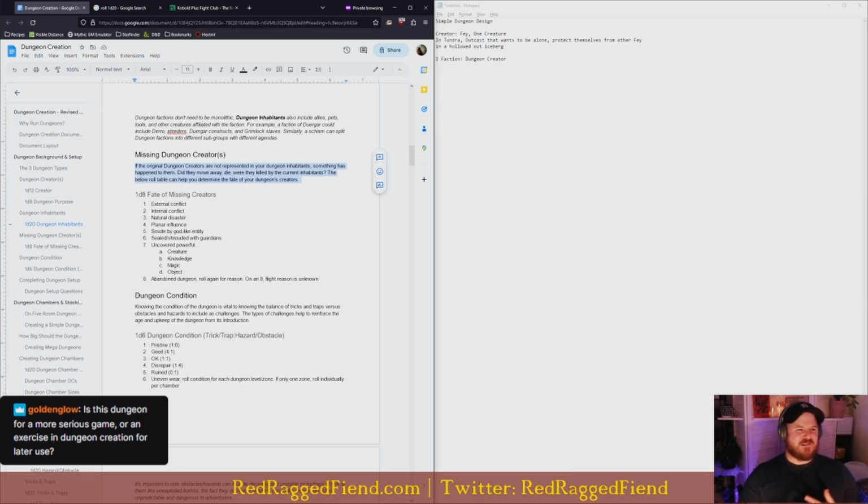Right, internal conflict, external conflict. Could be one of the inhabitant factions just wipe them out, which is a very easy and clean way to get rid of the creators, especially if you have a very warlike faction that ends up in the dungeon.